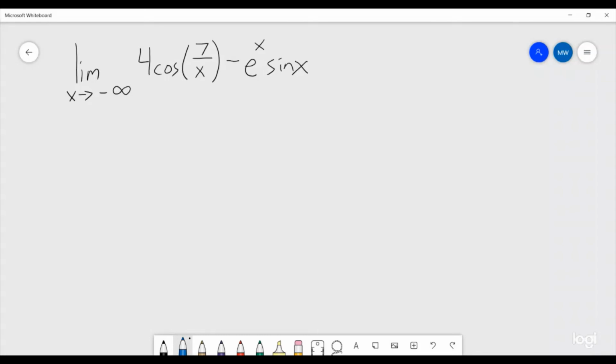Today we're going to go through a test problem that might show up on a calculus test in either AP Calculus or maybe Calculus 1 at a university.